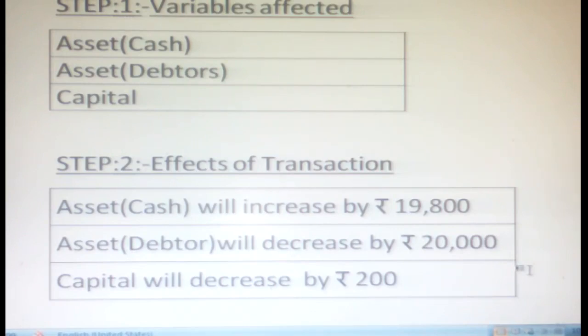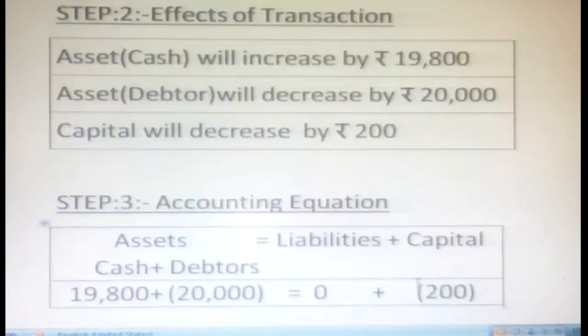So we have to reduce how much? 20,000. The only difference is 200. The capital will decrease by 200. How do we have to show the equation? See here, as cash, we got 19,800. As debtors, reduced. That's why you are showing it in brackets, 20,000. Then liabilities 0. So capital, we want to show as discount allowed 200.